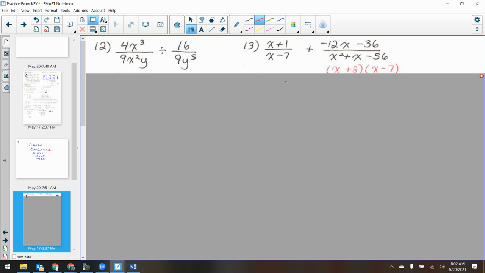Okay, here is 12 and 13. Let's talk about 12 first. 12 is division. This is getting into chapter 8 now. This is all the fraction work in chapter 8.